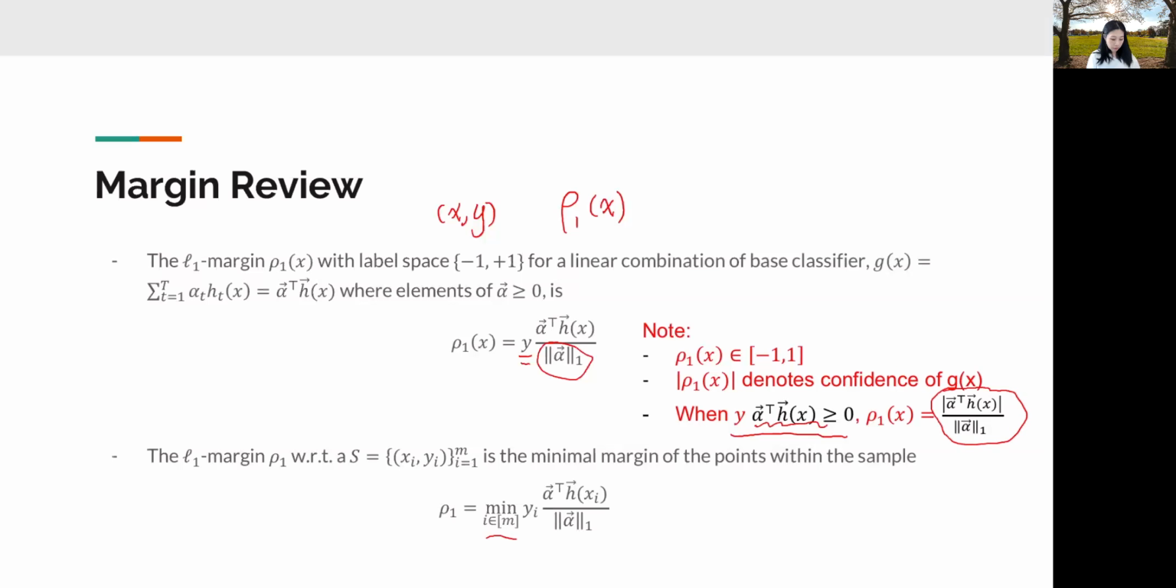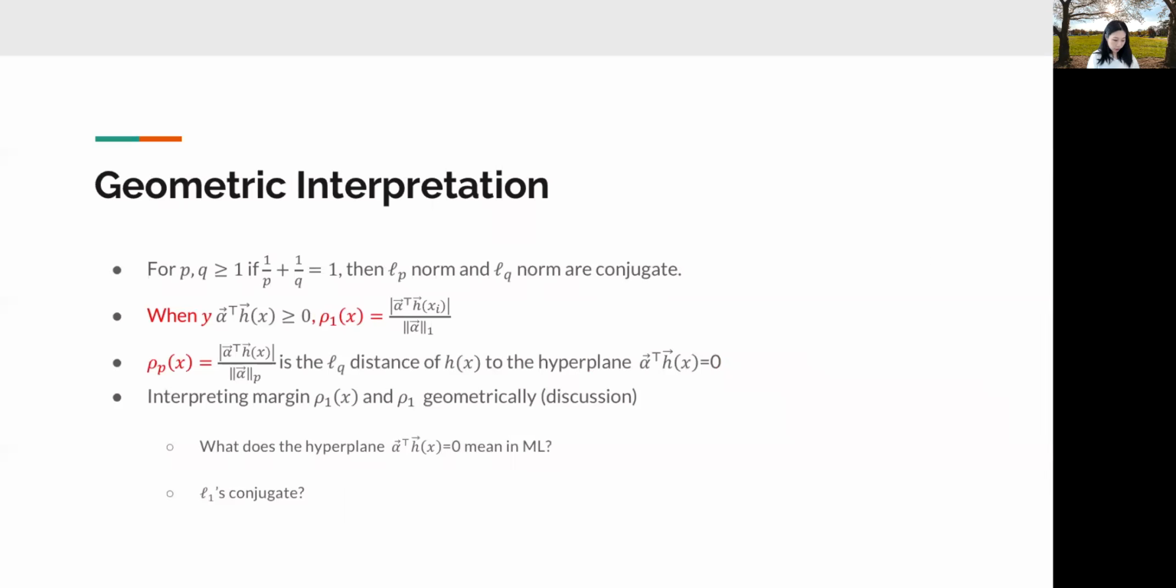And now we're ready to go to the geometric interpretation of the margin. First of all, just to recall, a lot of you already know this, the conjugate norms. You have p and q, both greater than or equal to 1. If 1 over p plus 1 over q is 1, then the p norm and q norm are conjugate. For instance, the L2 norm's conjugate is itself, and L1's conjugate is L infinity, and so on. With this conjugate norm definition, we're ready to talk about a geometric interpretation of the margins.